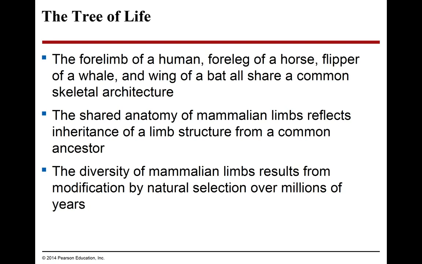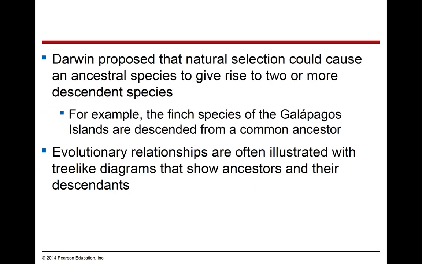So the diversity of mammalian limbs results from modification. We talked about descent with modification, right? So it results from modification by natural selection over millions of years. You're not going to see, you know, a new organism pop up in your lifetime. It takes millions of years for these little tiny, tiny descent with modification changes to happen every year, right? Darwin proposed that natural selection could cause an ancestral species to give rise to two or more descendant species. Makes sense. Okay. They branch off and live in different environments, especially.